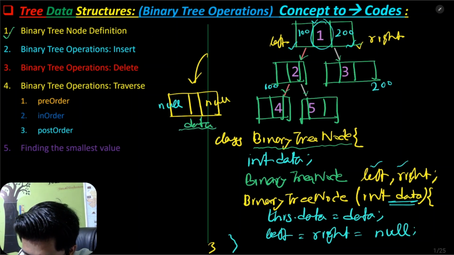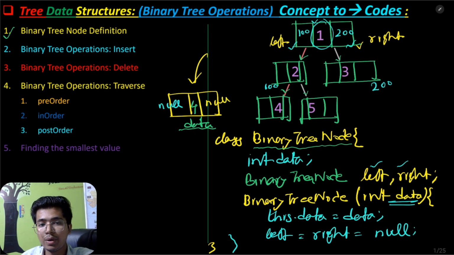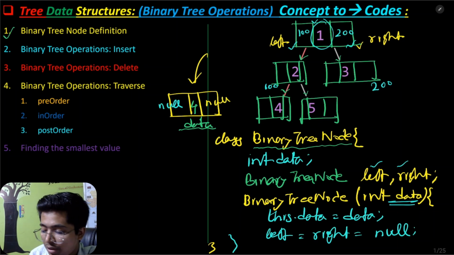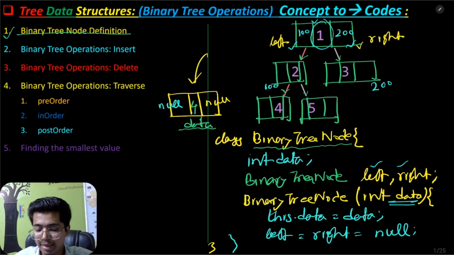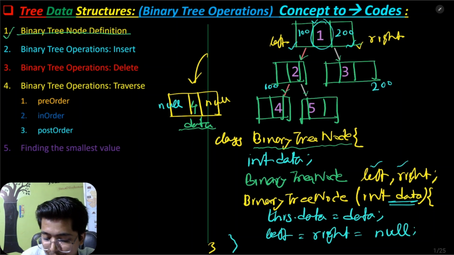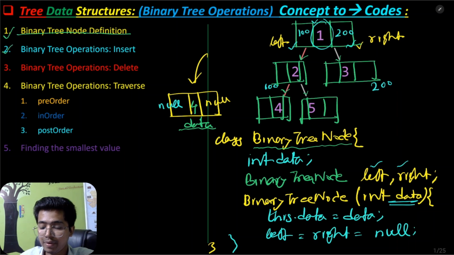Whatever integer data you provide, if you provide 4, then 4 will be here. So this is how a binary tree node is created. We understood the binary tree node definition, and that is all about it. In the next section, we'll observe how we can create the insert operation. So now let's start the binary tree insert operation.